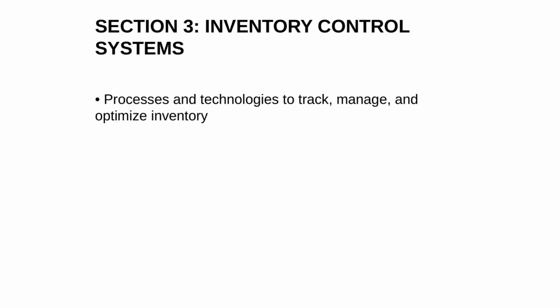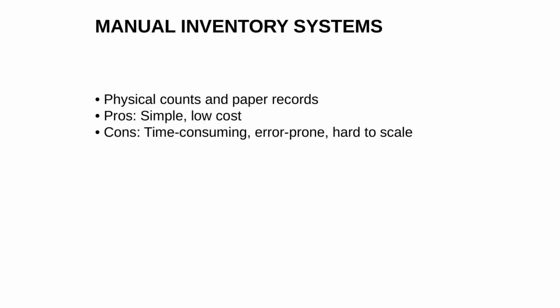These are the processes and technologies used to record inventory, track movements, and maintain appropriate stock levels. The right control system increases accuracy, reduces labor, improves responsiveness, and supports better planning. Manual inventory systems rely on physical counts and paper records. They can be simple to start and low in upfront cost, which is why very small businesses sometimes still use them.